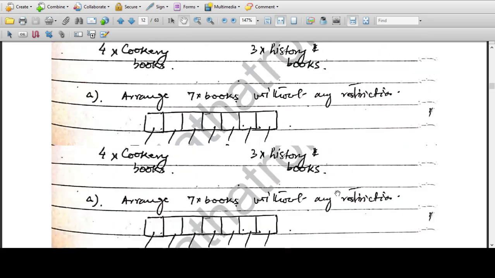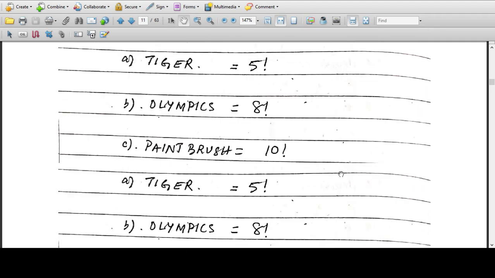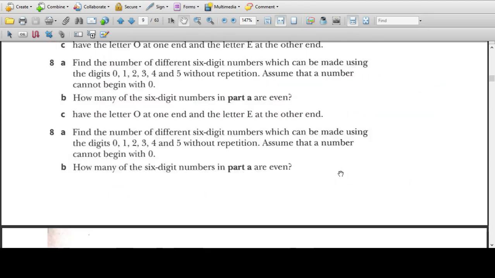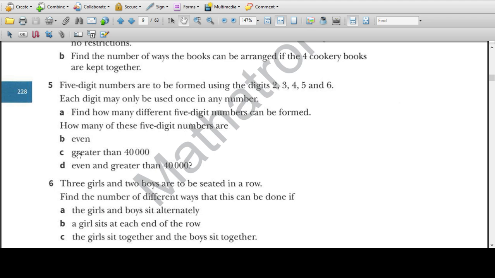Now question number 4 is completed here, and now question number 5. 5-digit numbers are to be formed using the digits 2, 3, 4, 5, 6. Each digit may only be used once in an arrangement. How many different 5-digit numbers can be formed? How many of these 5-digit numbers are even?